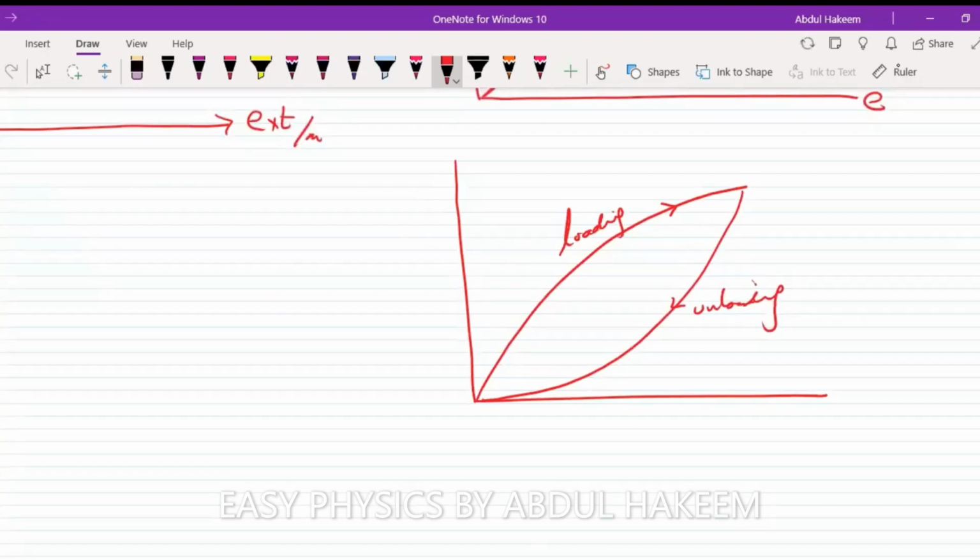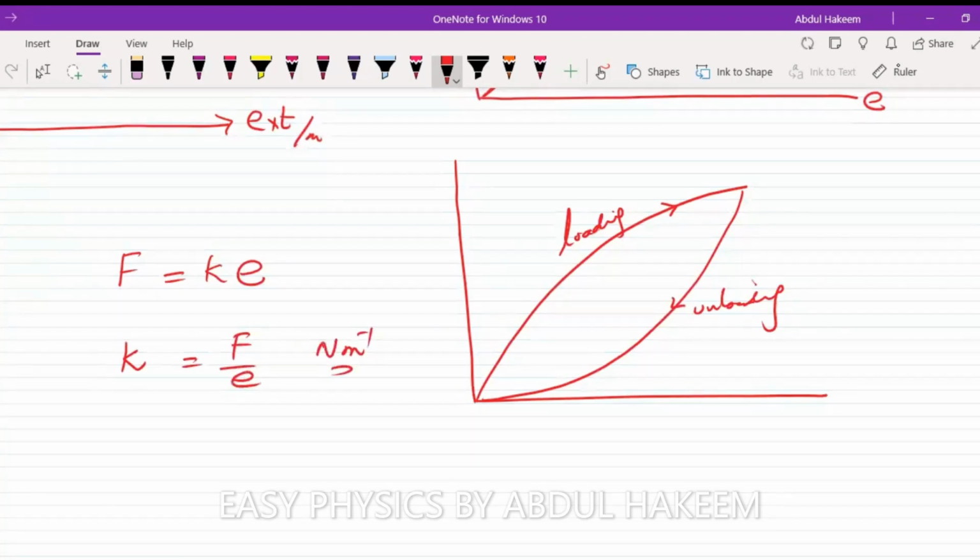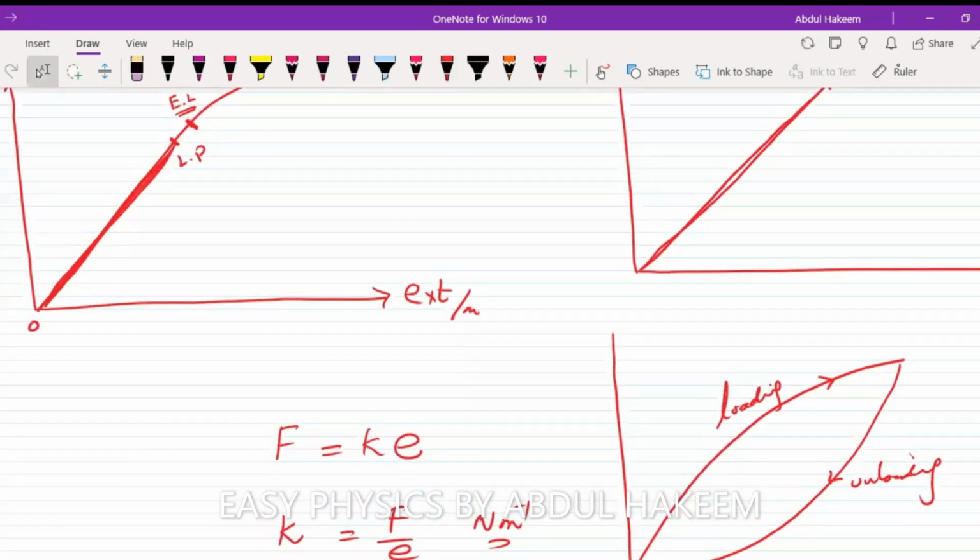Now Hooke's law: extension is directly proportional to the applied load within the limit of proportionality. So F is equal to kx, or ke. And k is equal to F divided by e, with units newton per meter. What is k? The force required per unit length extension by the material. Simply, for a 1 meter extension, how many newtons of force are required?